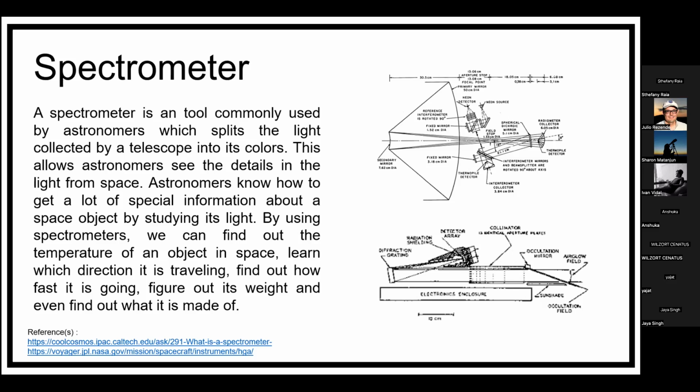By using these spectrometers, we can find out the temperature of an object in space, learn from which direction it is traveling, or find out how fast it is going. Also, these spectrometers can help in finding out its weight. By studying the light, it tells us even about what the object is made up of. So these spectrometers help us learn all of this using light.